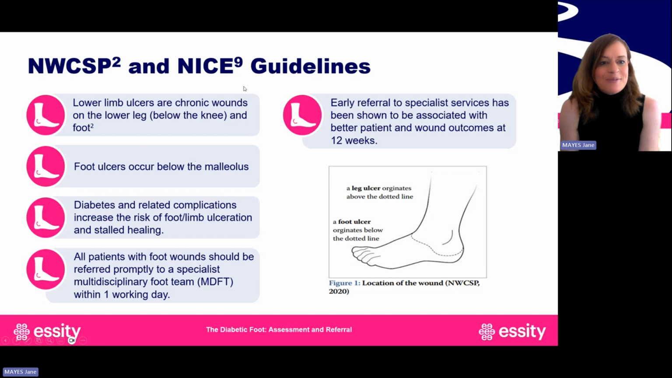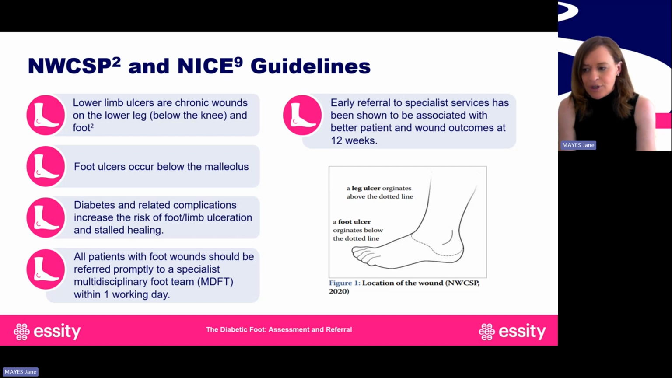Those guidelines that I've talked about a lot today really do support us. Everything that I've introduced today is built within the National Wound Care Strategy Programme guidance on the foot, and also the guidelines from NICE. It is all about, in NICE, guidance around early prompt referral to specialist services. Remember that one working day is ideally what we're working towards, and I know how challenging that can be, but that can just be seeking out support.